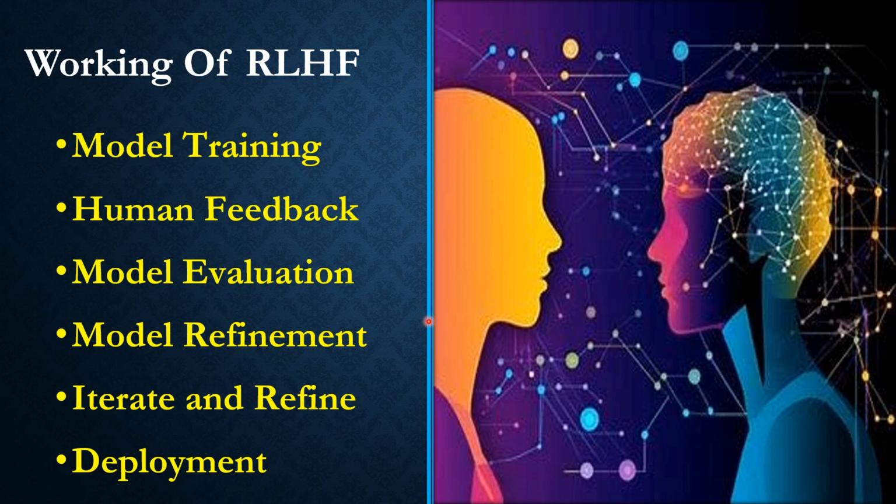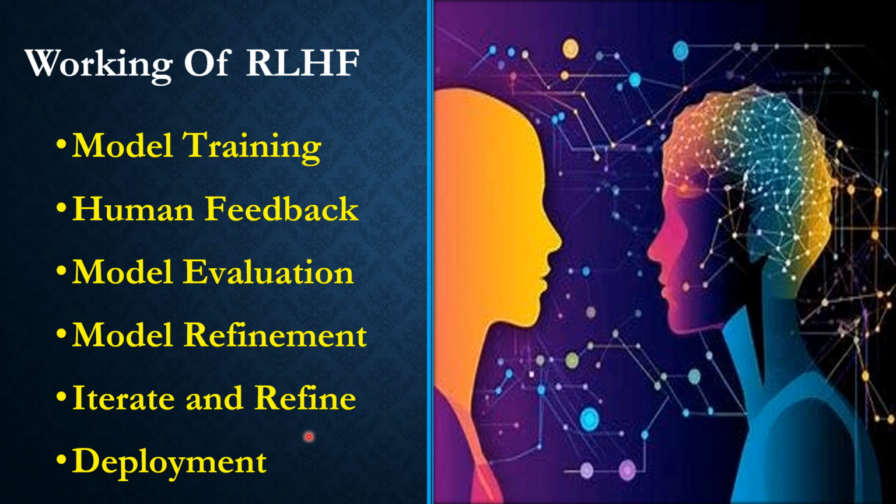Then the model refinement. The fourth step is to refine the model based on the feedback received. So this refinement can involve updating the model's parameters, modifying its architecture, or adjusting the reward function used to train the model. Then iterate and refine.